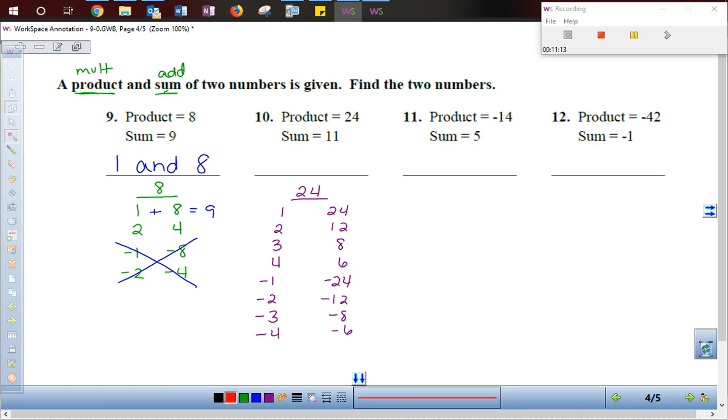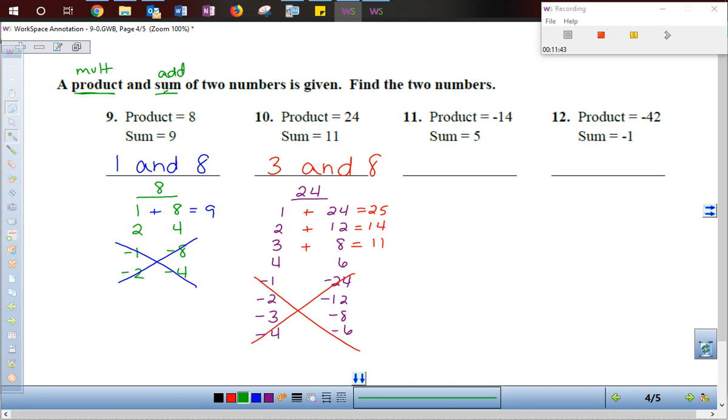Now I need to find the two factors that add together to be a positive 11. Well, if you'll notice, since we're getting a positive number as a result, I can cross off these negative guys down here. Now let's go through the list and find out which ones add together to be 11. So 1 plus 24 gives me a result of 25. That's not it. 2 plus 12 gives me 14. That doesn't work. 3 plus 8 gives me 11. So these are my answers, 3 and 8.